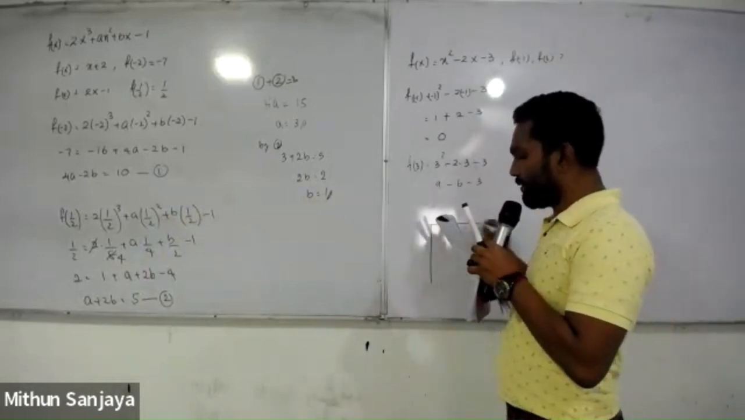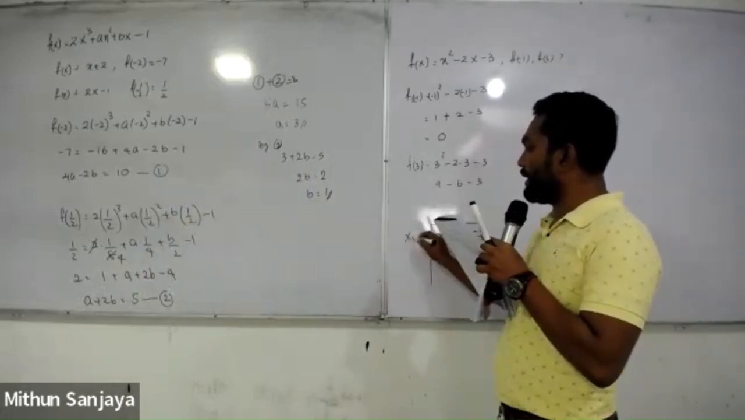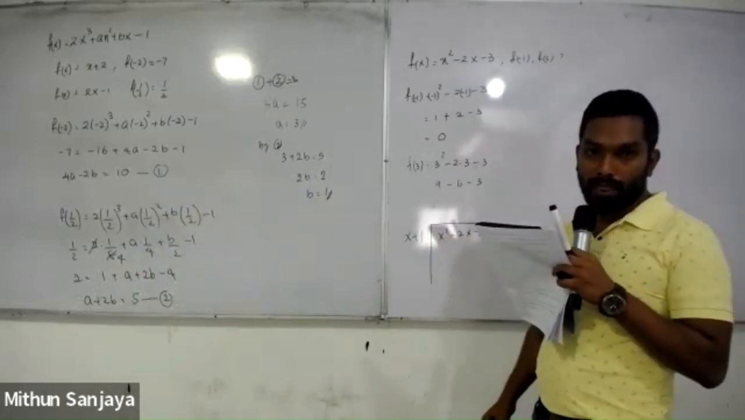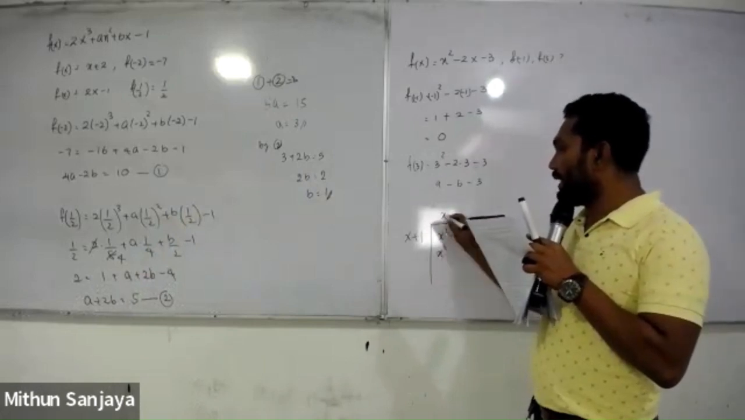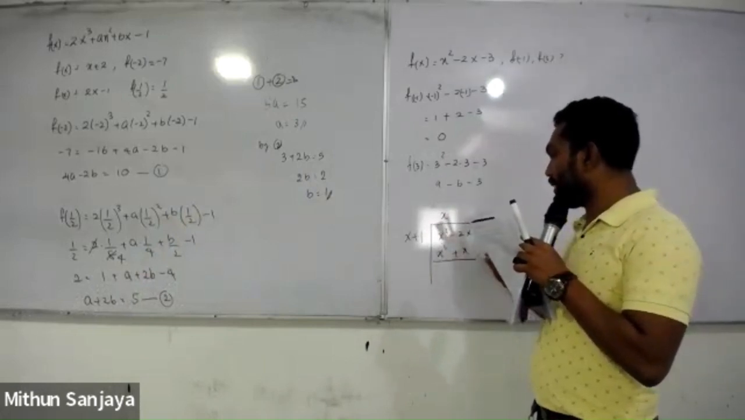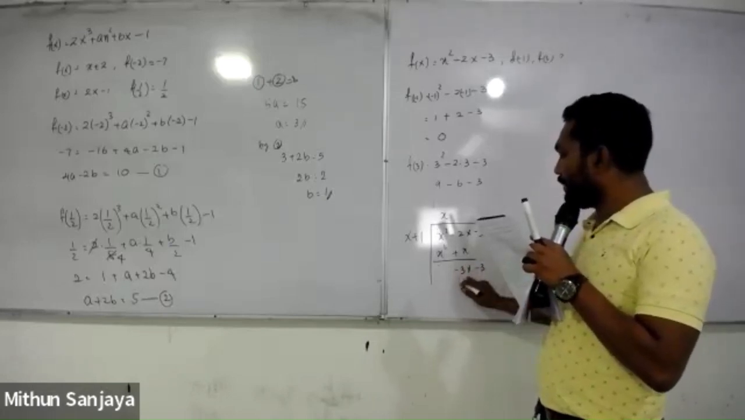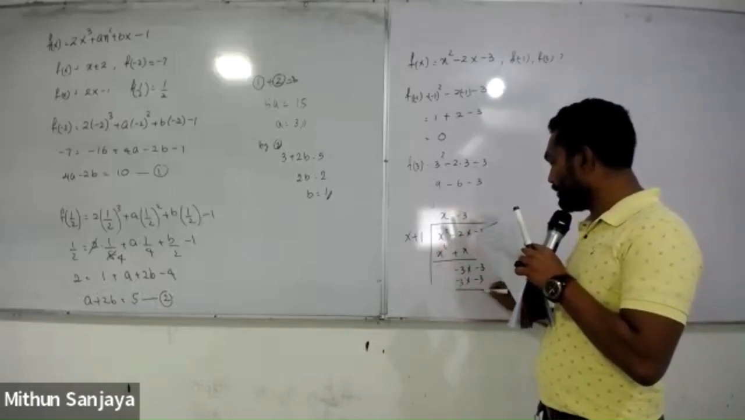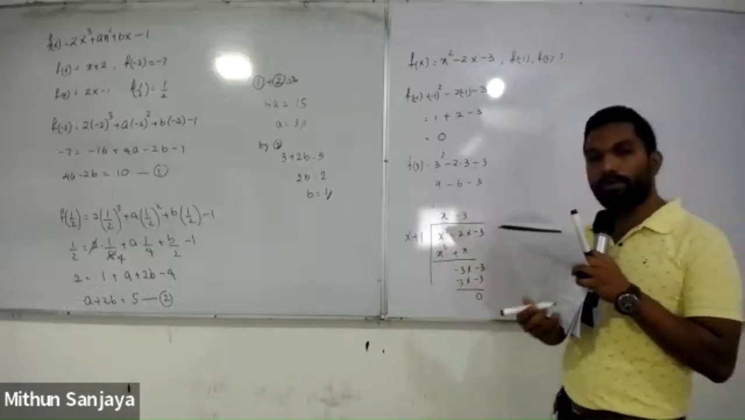Now f(x) needs to be divided by x squared minus 2x minus 3. We divide by x plus 1. x squared divided by x is x. x times x squared, x times 1, then subtract. Minus 3x minus 3; minus 3x divided by x is minus 3. Minus 3x minus 3, so the remainder is 0.